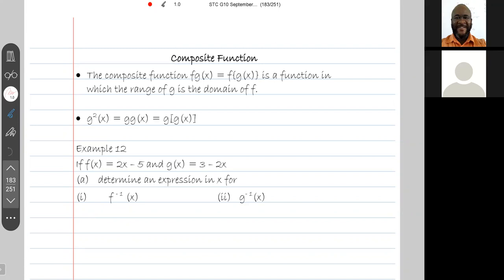If ever you see g square of x, g square of x actually means the composite function g of g of x. All right, so example 12. So I'm going to teach you about composite function by doing this example.